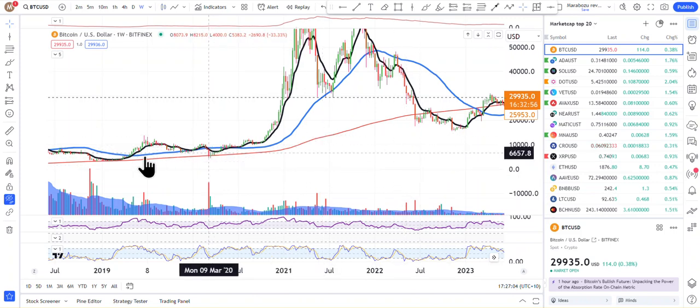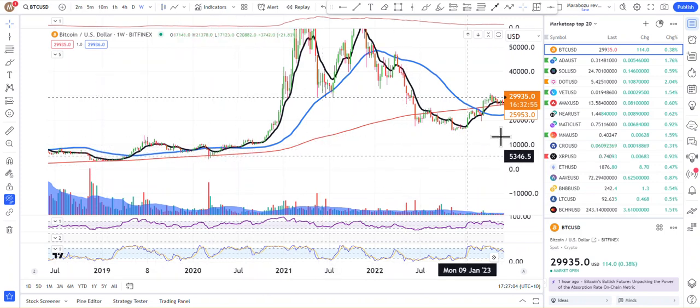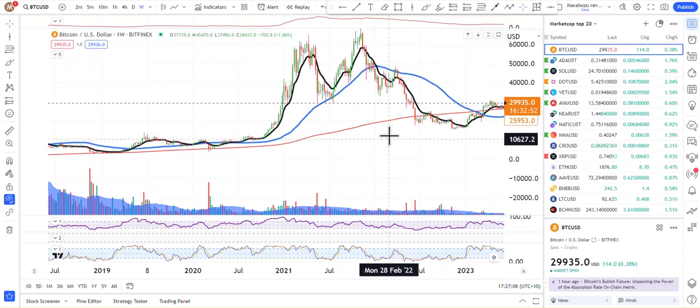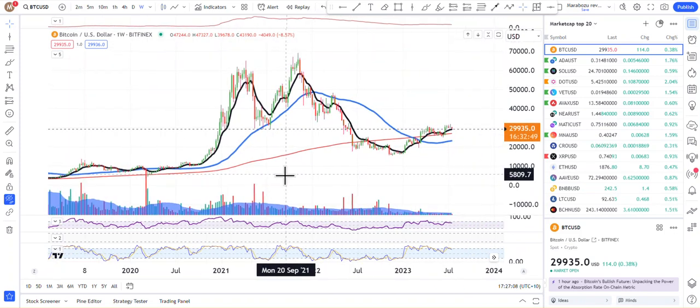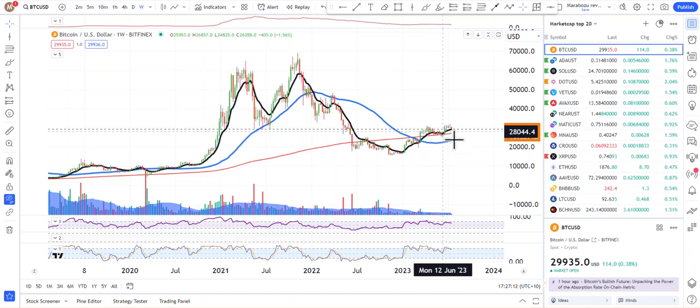But anyway, accumulation under these major moving averages is what I'm doing at the moment, and what I'll be doing until I get the breakout. And then when I get the breakout, like a real breakout, where all the other cryptos are following Bitcoin, then I'll be all over that too.